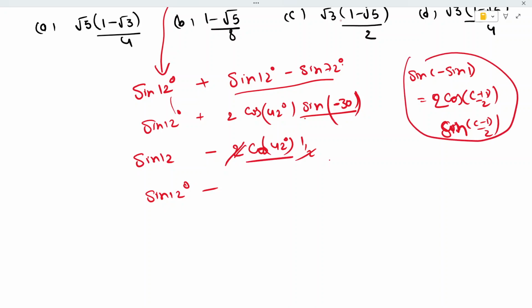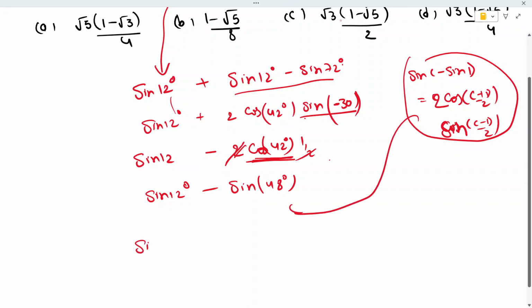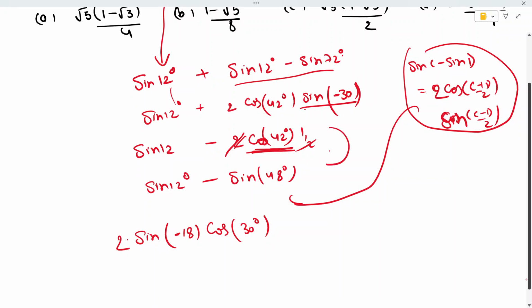So we can turn this simply into sine. This is nothing but sin 48 degrees. 90 minus theta, that is cos theta. So we can simply use that formula again. So sin 12 degrees, that is 2 sin (C minus D) by 2, that is 18 degrees, times cos (C plus D) by 2, that is 30 degrees. Just the formula. Here I am using sin(90 minus theta) is equal to cos theta.